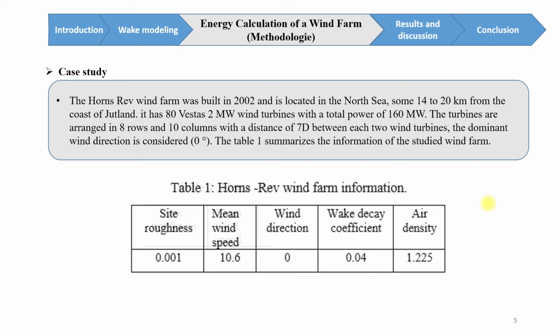Table 1 summarizes this information of the studied wind farm: site roughness, mean wind speed and wind direction, wake decay coefficient, and the air density.